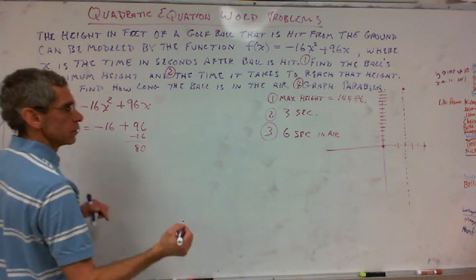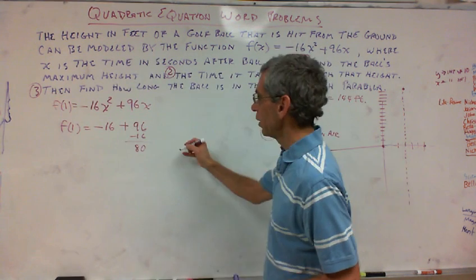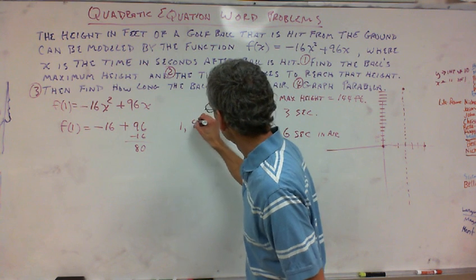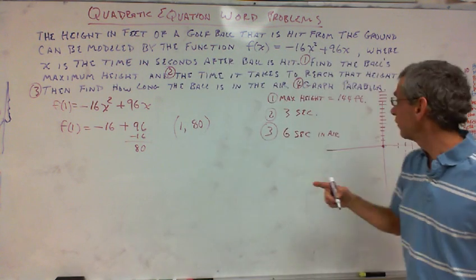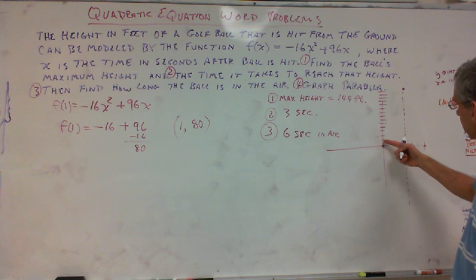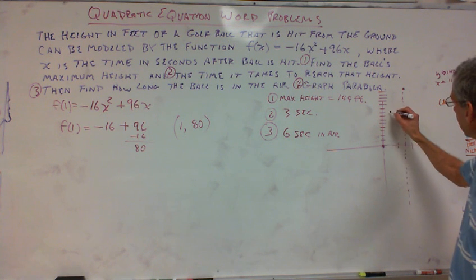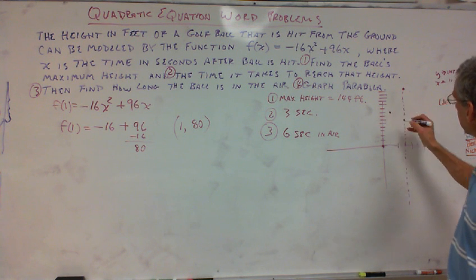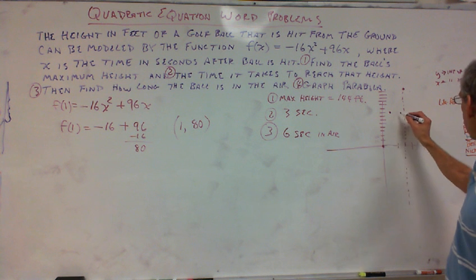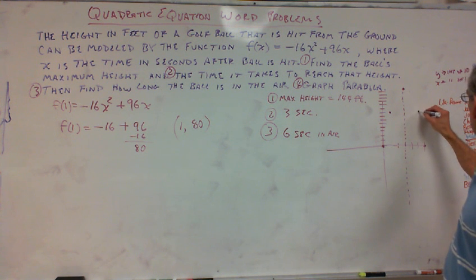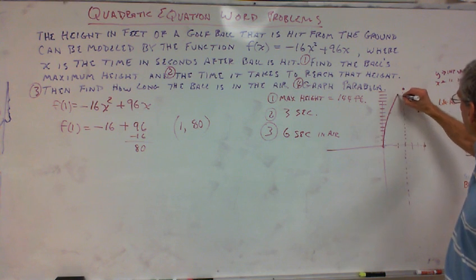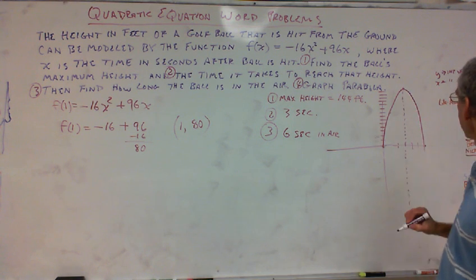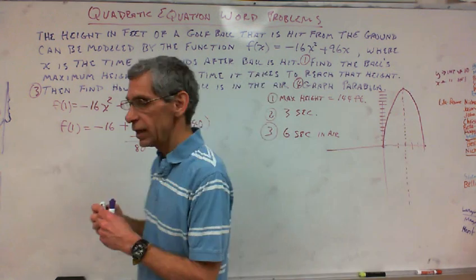80, right? So I know that at 1, that's going to be another point on the graph. So I go over to 1 and I go up 80. 10, 20, 30, 40, 50, 60, 70, 80. And I put a dot. And there's my graph. I'll reflect it over, there's my 80 there. I'll draw my graph. Look at that. Right? Pretty easy.